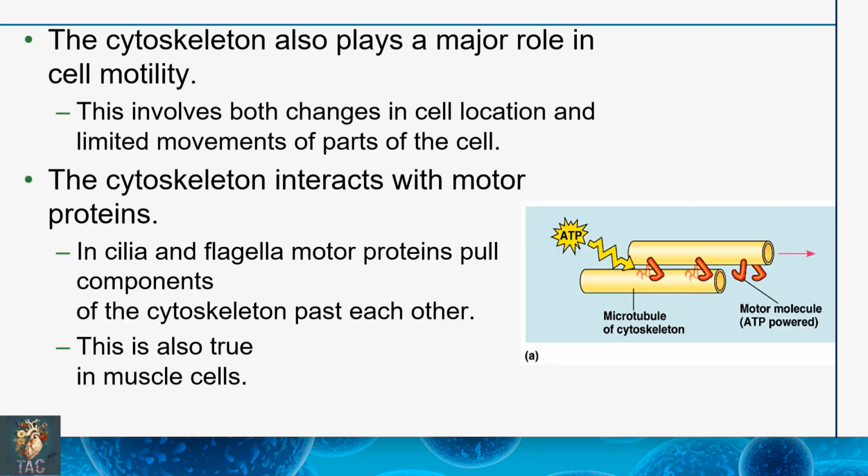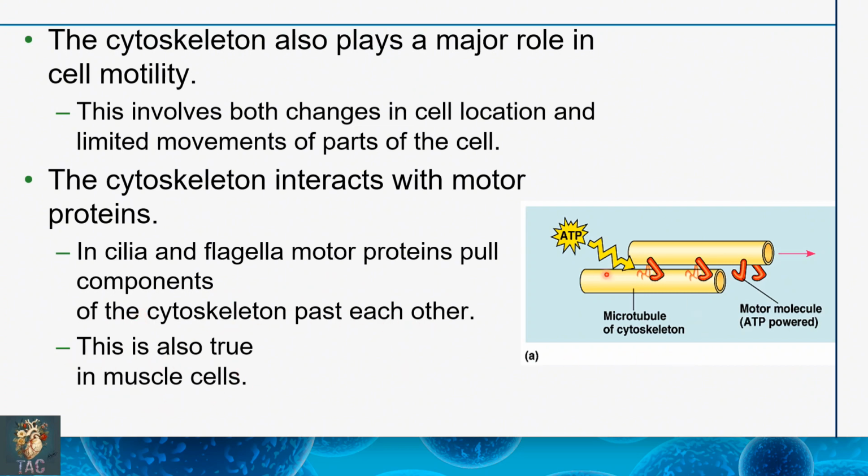The cytoskeletons play a major role in cell motility. This involves both changes in cell location and limited movements of parts of the cell. The cytoskeleton interacts with the motor proteins. In cilia and flagella, motor proteins pull the components of the cytoskeleton past each other. This is true in muscle cells.